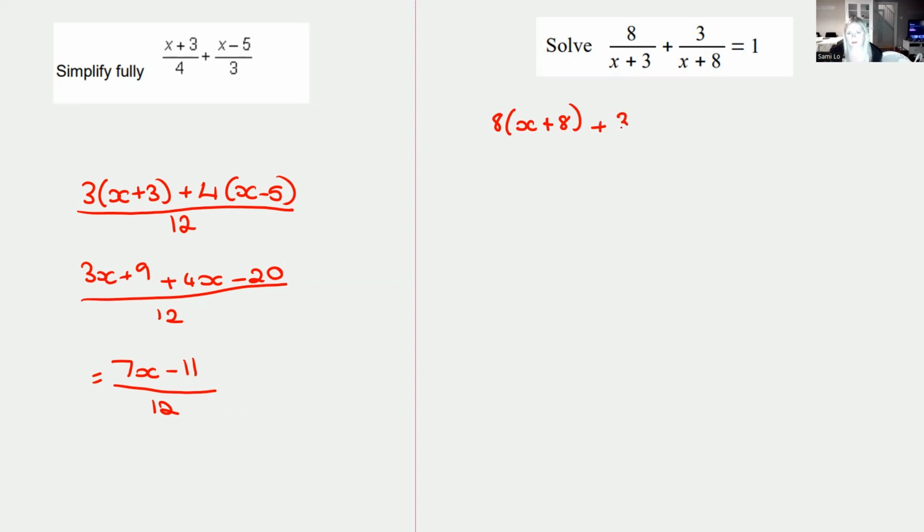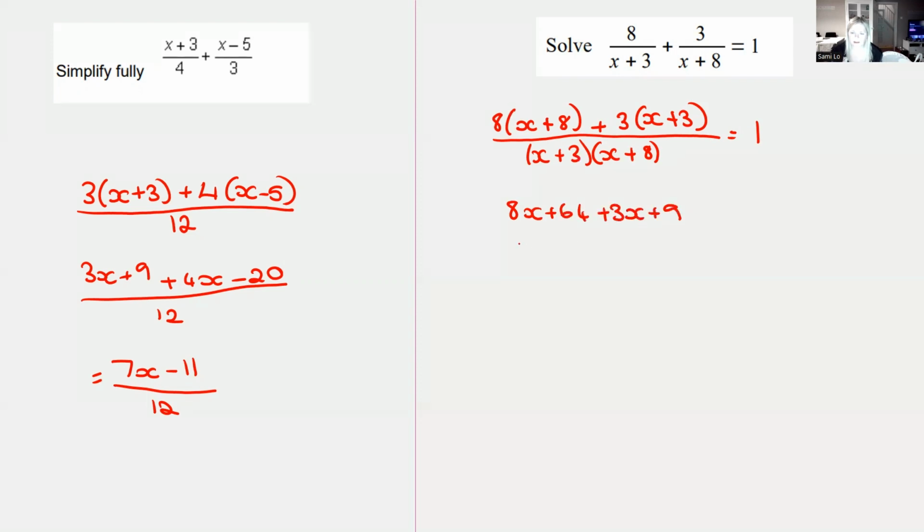And then 3 brackets x plus 3, all over, and then it's x plus 3, x plus 8, and that is equal to 1. Now expand out, so that gives us 8x plus 64 plus 3x plus 9 over x squared plus 11x plus 24. And that equals 1.